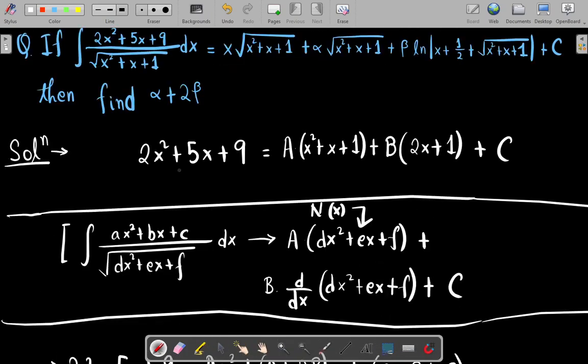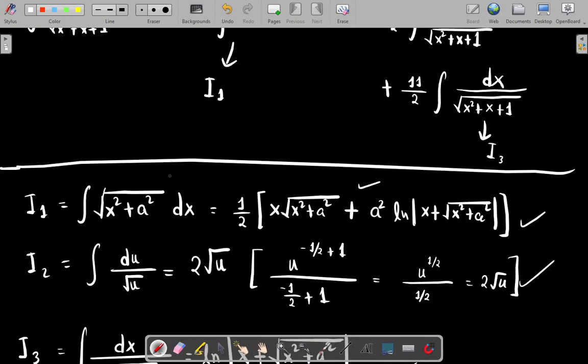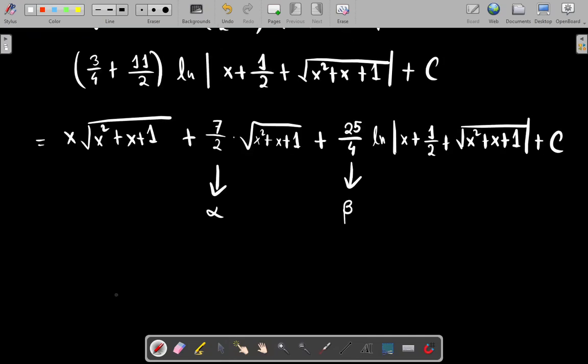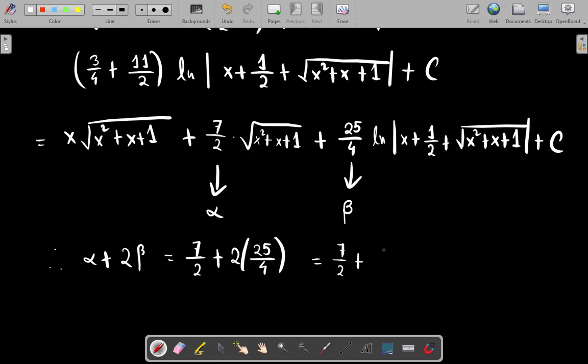So we were asked to find the value of alpha plus 2 beta. So alpha plus 2 beta will be 7 by 2 plus 2 times 25 by 4, right? So this becomes 7 by 2 plus 25 by 2. So this is 32 by 2, which is just 16. I believe this is the required final answer.